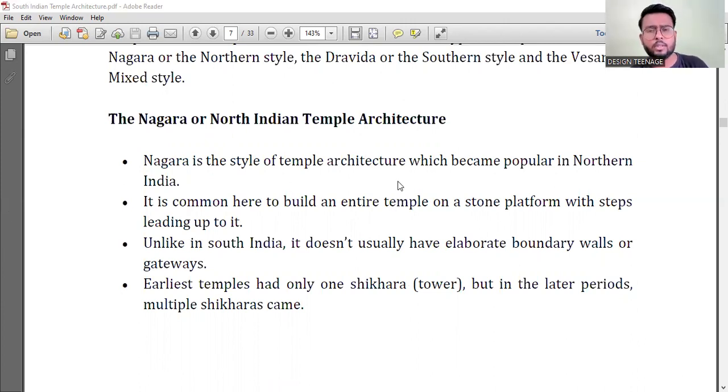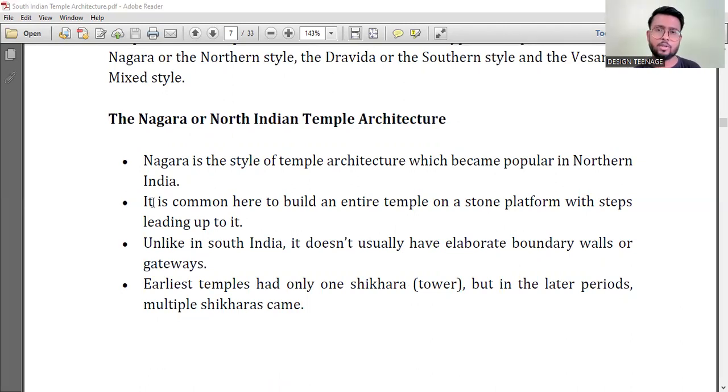So the Nagara, or North Indian, temple style architecture is over here. Nagara is the style of temple architecture which became popular in northern India. Popular in the sense that this is how the architecture over there developed. It was not that people were given an option, either choose Dravidian or Nagara, and people voted and chose it. Nothing like that was there.